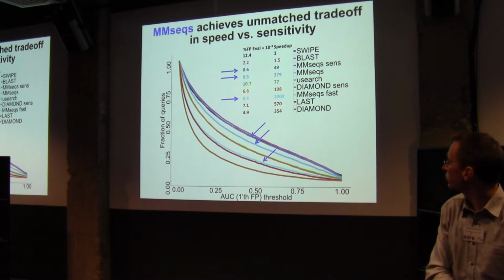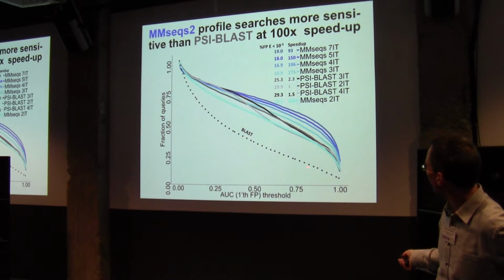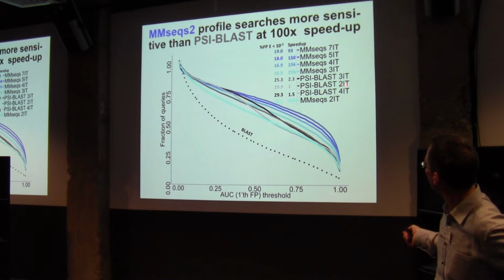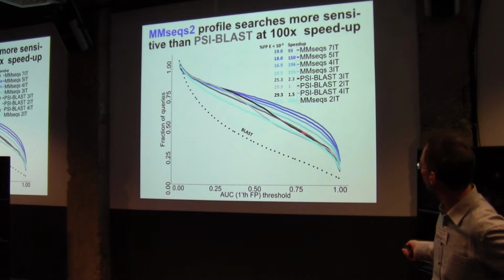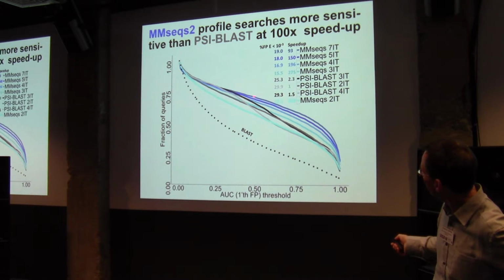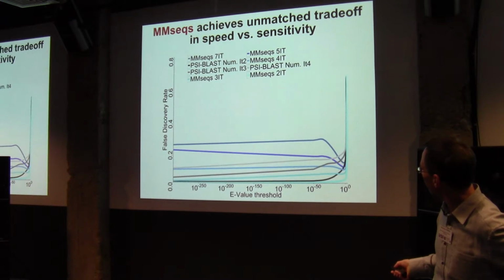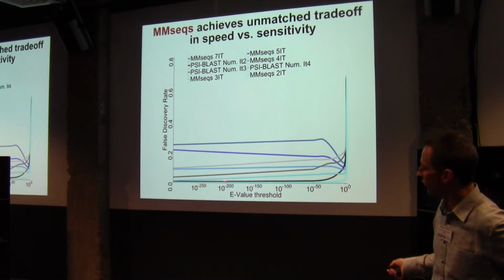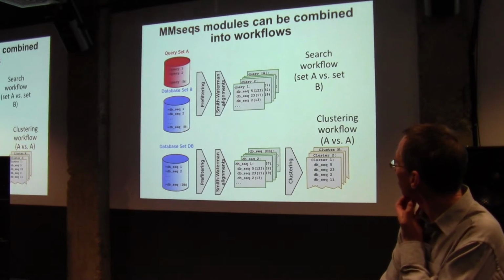And as I mentioned, we can also do profile searches. Here, this is the first iteration of BLAST, and now we can compare it to the second iteration of PSI-BLAST, which is the light gray line, and the third iteration of PSI-BLAST, and the fourth iteration, and compare this to MMseqs, first, second, third iteration. You see that we are actually quite a bit more sensitive. We also have much lower false discovery rates, which are a problem for iterative searches, but I don't have enough time to tell you about this.